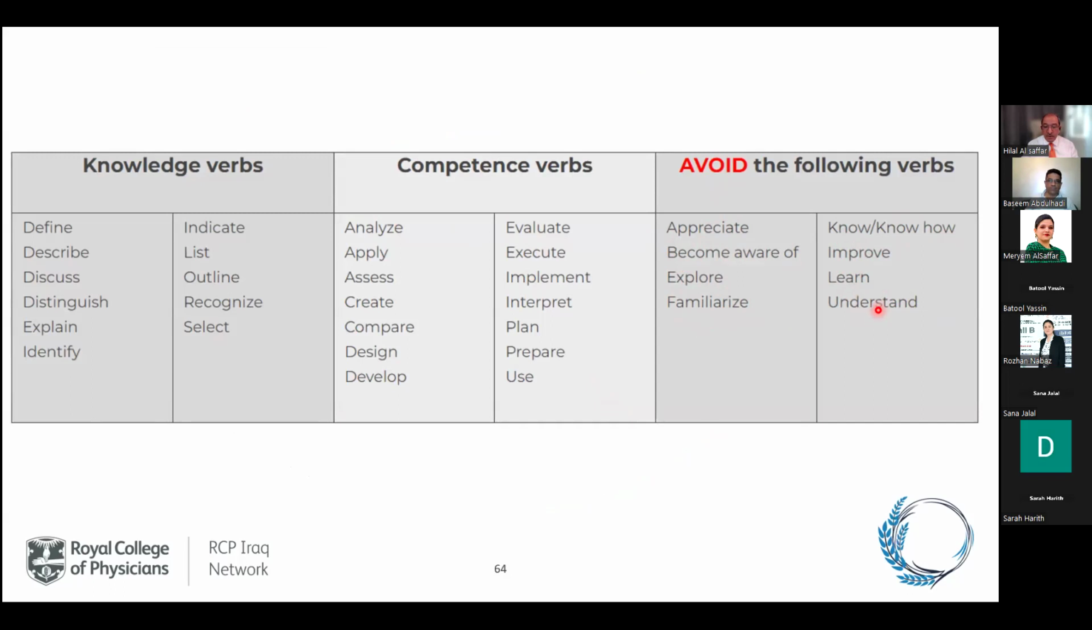Frequently, no, Basim. Also, no. To know, to know, to know. Even most of the objectives say to know. The favorite verbs in the knowledge level are define, describe, discuss, distinguish, indicate, recognize, select. In the competence verbs, analyze. This is the higher level. Analyze, apply, assess, create, evaluate, execute, implement, and etc.